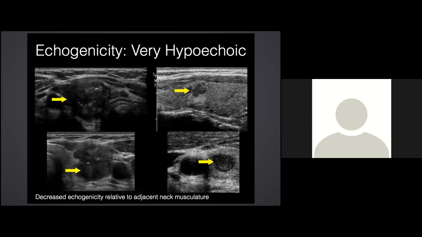And these are examples of very hypoechoic nodules. Like Siddharth mentioned, the echogenicity is very similar to the strap muscles. You can see perfect examples of irregular margins, very hypoechoic, extremely suspicious nodules. You would certainly sample these nodules with a fine needle aspiration.